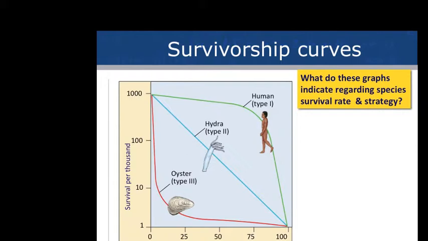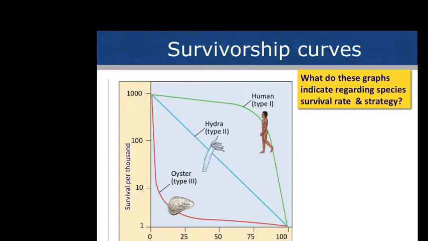And then we have type 2, and these are intermediate. They have a constant death rate over the organism's lifespan. And this sort of survivorship curve belongs to invertebrates, lizards, some annual plants, and like the ground squirrel would be found in type 2.